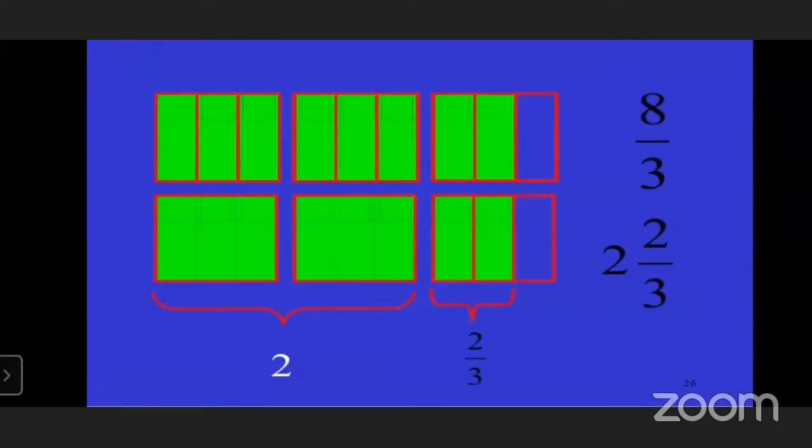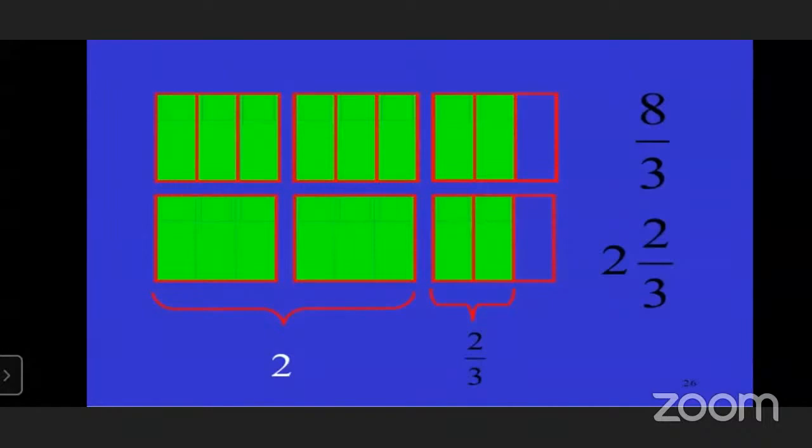And the second one? 2 and 2 upon 3. 8 upon 3 and 2 and 2 upon 3. Is it equal? Are both fractions equal? Yes, 8 upon 3 is equal to 2 and 2 upon 3.